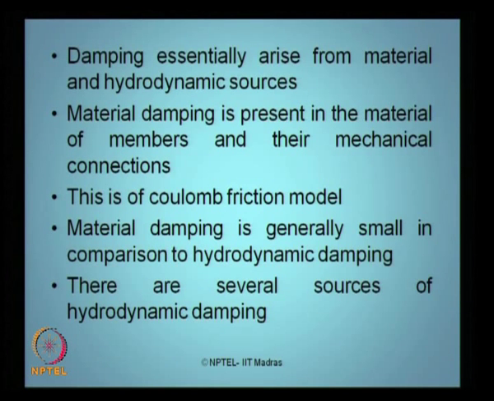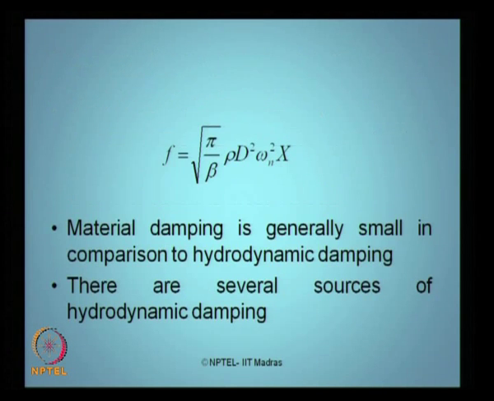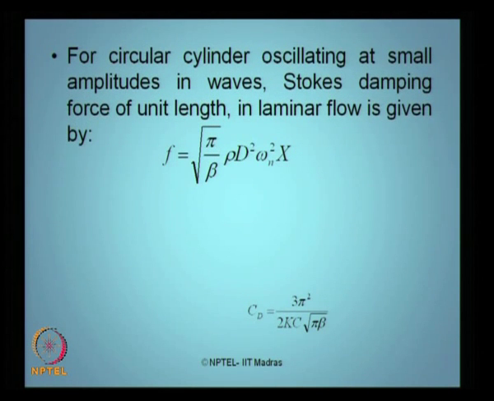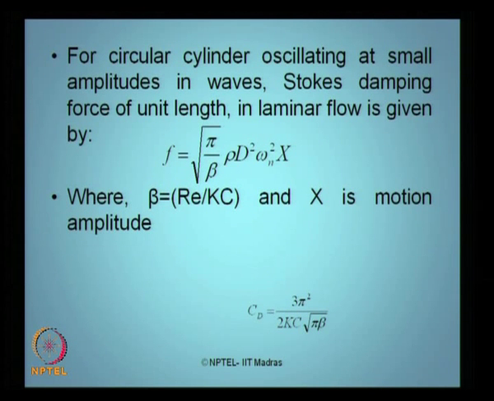So now let us quickly look at the hydrodynamic damping. There are several sources from where this damping can arise. For circular cylinders oscillating in waves which are smaller in amplitude, the Stokes damping per unit length of the member in a laminar steady state flow can be given by this expression, where the beta value here is nothing but a ratio of two numbers, which is Reynolds number and Keulegan-Carpenter number. Based on this value, depending upon the amplitude of the response of the system, we can easily find the Stokes damping per unit length of the member, which is an important source of hydrodynamic damping.